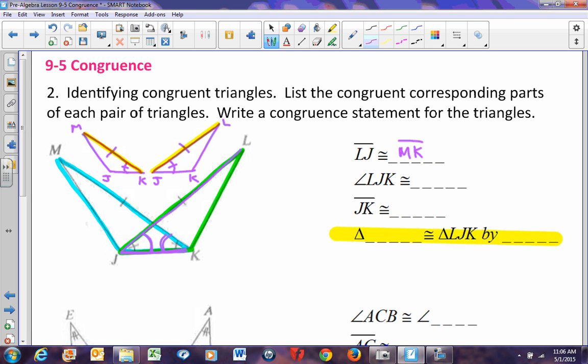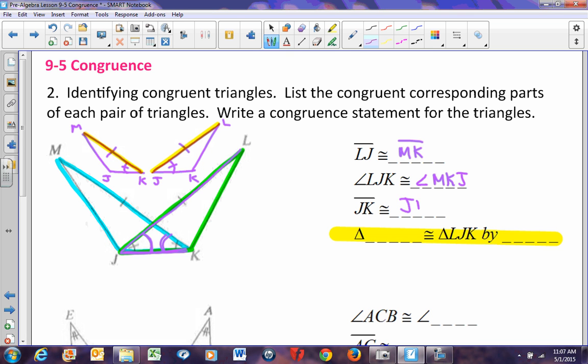And angle LJK is congruent to angle MKJ. Because if I look at my figure, I go LJK. That's the angle with the one little hash mark through it. The only other angle that has one little hash mark is MKJ. So this would be angle MKJ. And last but not least, JK is congruent to itself because they share the same side.